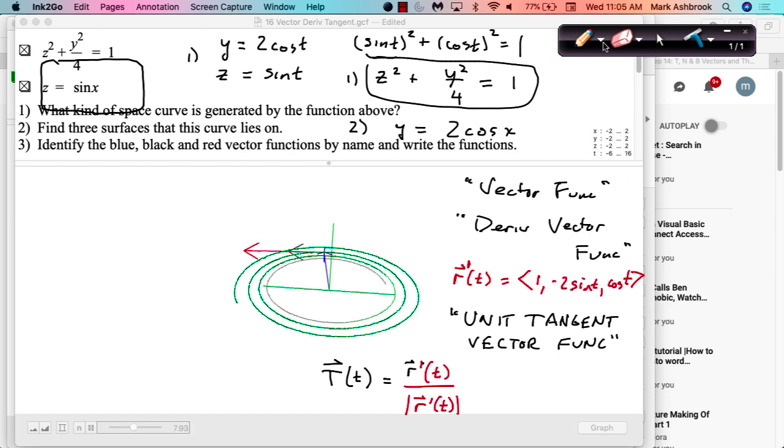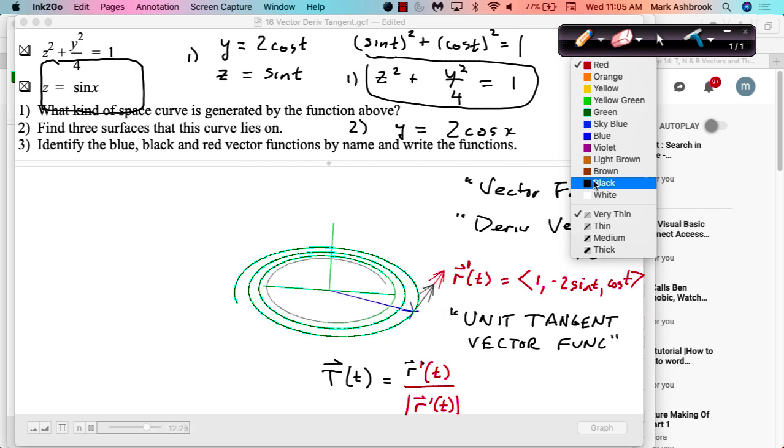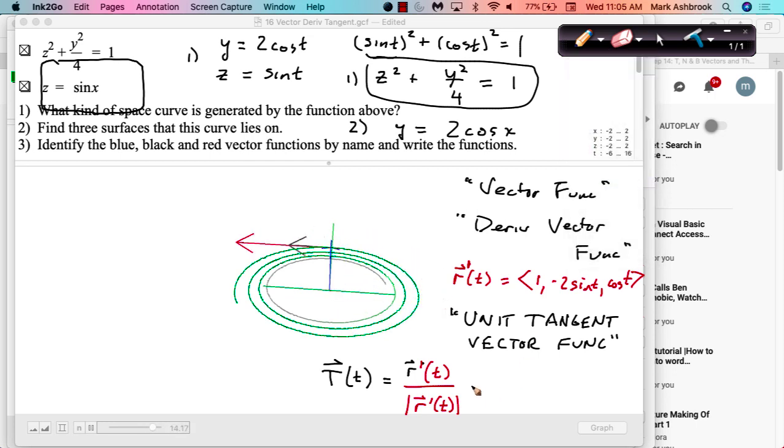Okay, so what would it be? Can you write it? So can you write the function? So we can write it as a scalar multiple instead of writing it 3 times. So what would I write here? 1 over square root of 1 plus 4.